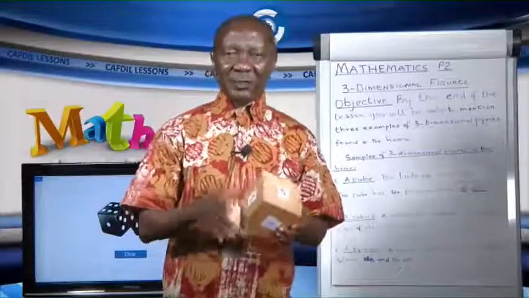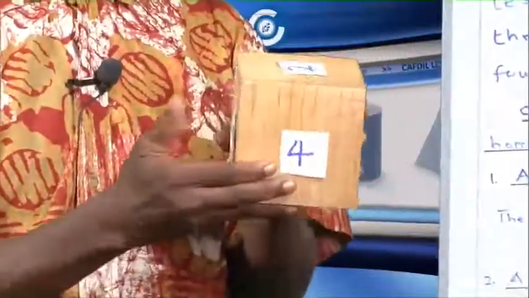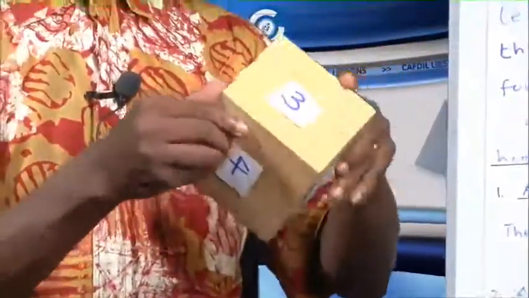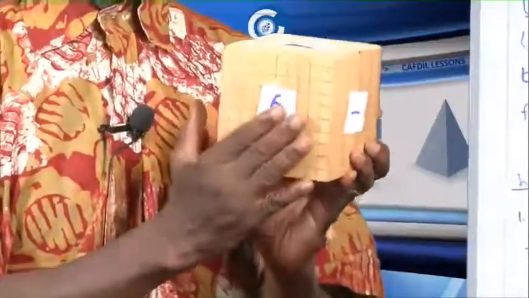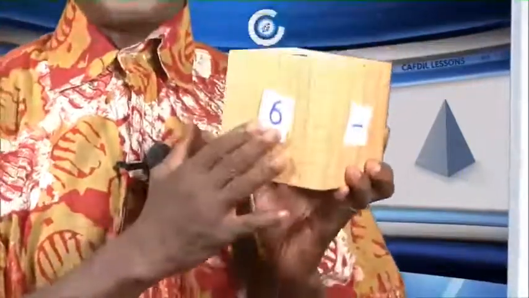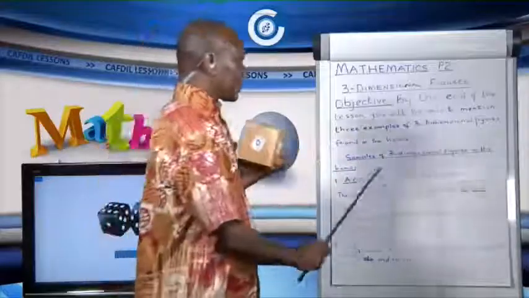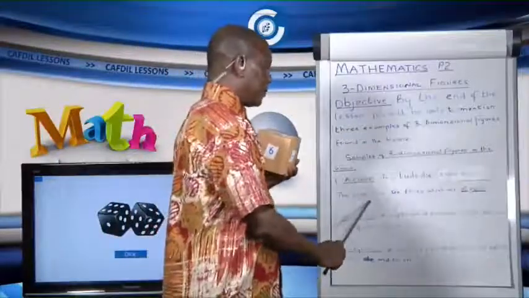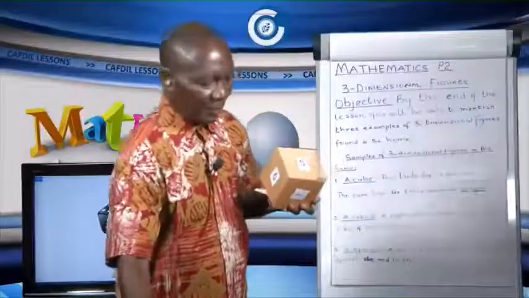It means face 1 is the same as face 2. Face 2 is the same as face 3. Face 3 is the same as face 4. Face 4 is the same as face 5. And face 5 is the same as face 6. So we say the cube has 6 equal faces. That is what we have here. The cube has 6 faces, which are all equal.